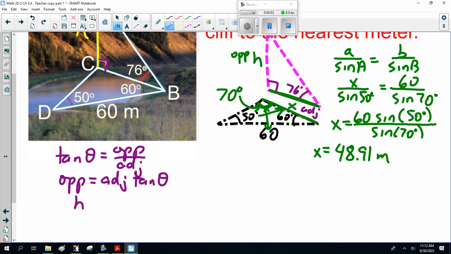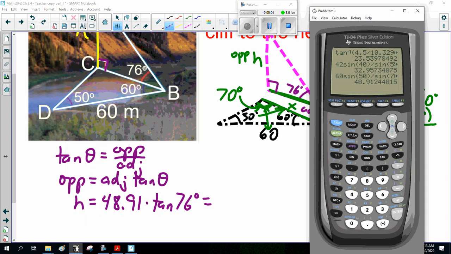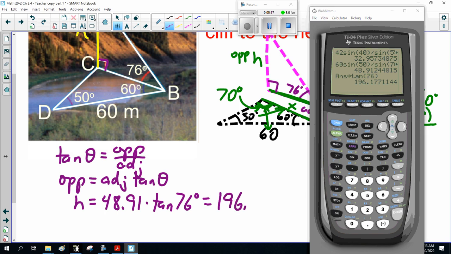Or my height, my adjacent, 48.91 times tan of 76 degrees. And when I plug that into the calculator, 48.91 times tan 76, 196.77. So 196 meters.